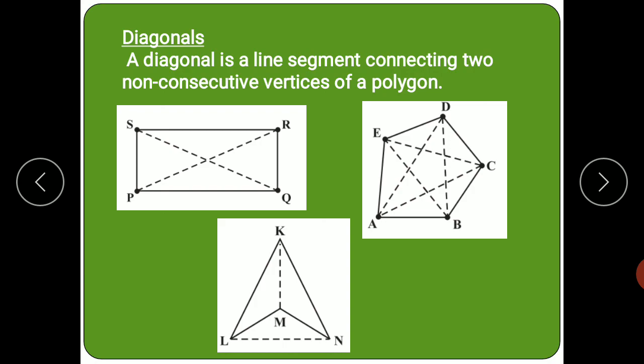So here also we can find the diagonals. KM is a diagonal and LN is a diagonal, because they connect two non-consecutive vertices.